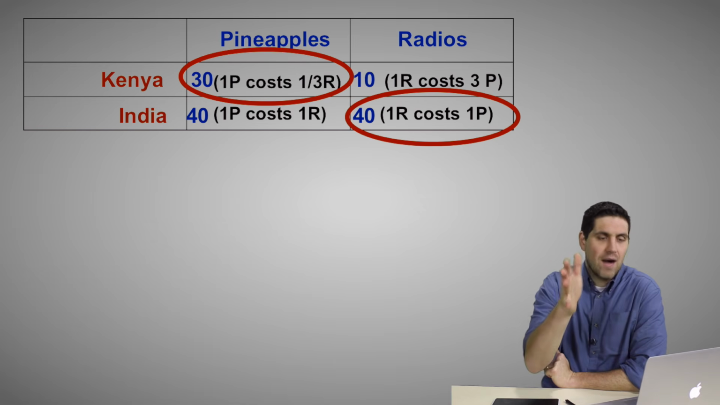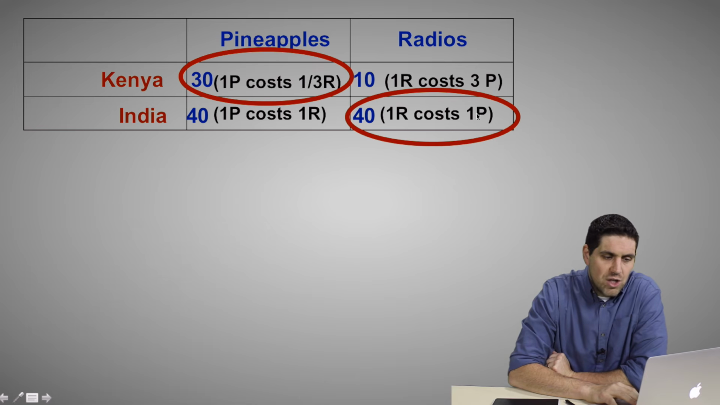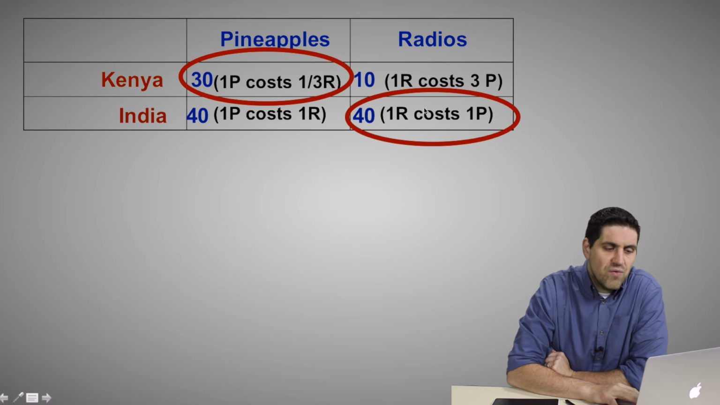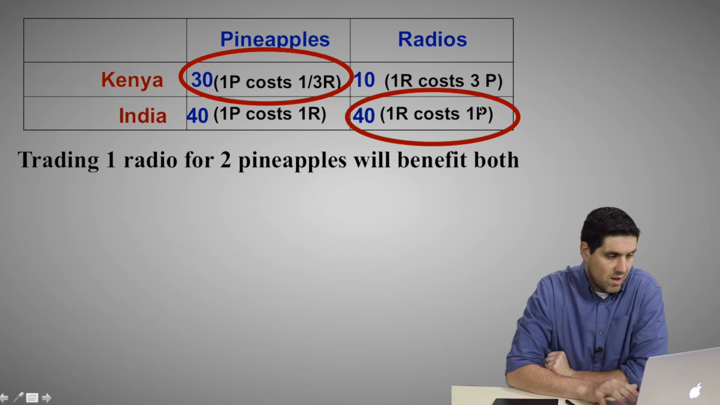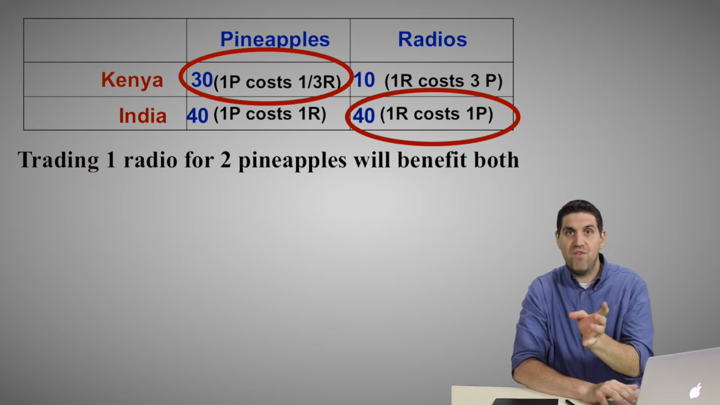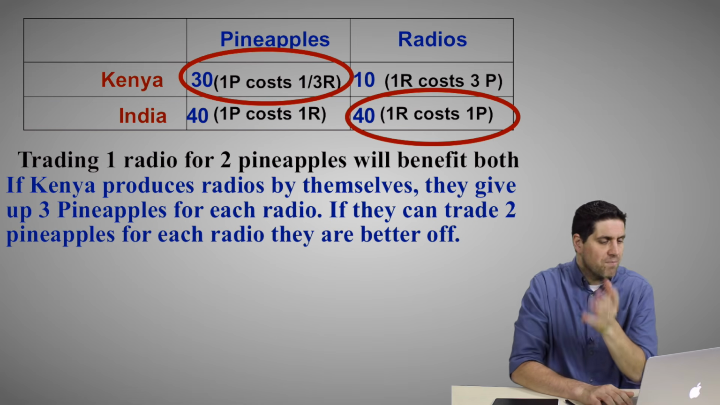Now, I'll help you out and figure out how you get this. What you've got to do is you look right here. This tells you, once you've calculated this per unit opportunity cost, the number for 1 radio for a certain number of pineapples has to be between 3 and 1. Right? For example, 2 would work. So 1 radio for 2 pineapples would benefit both countries. But why is that? Well, the reason why is this.